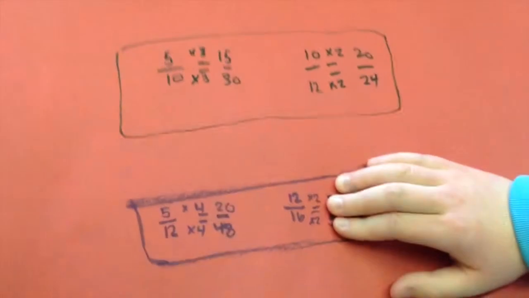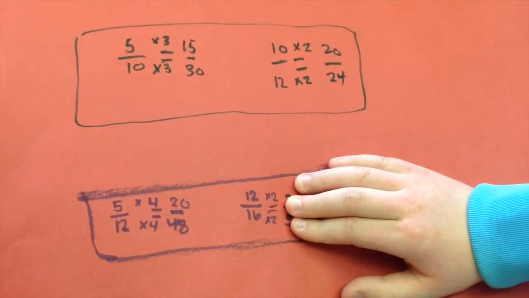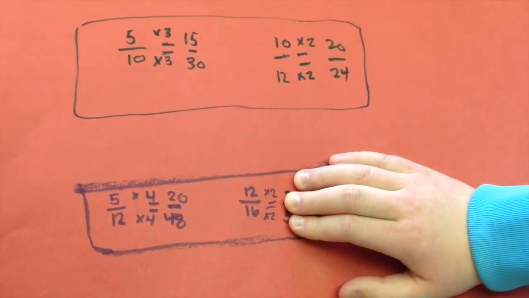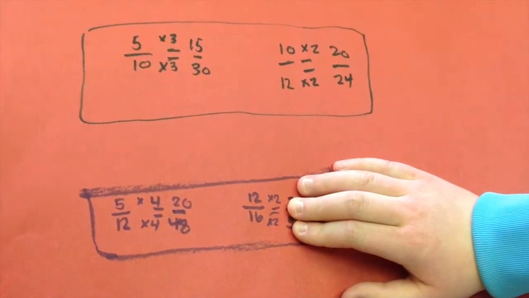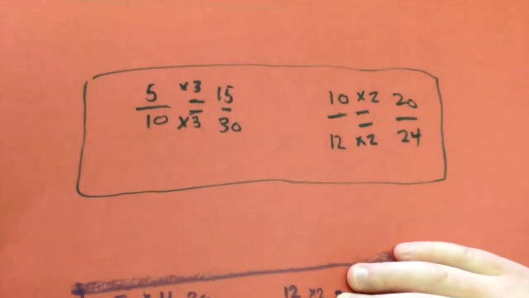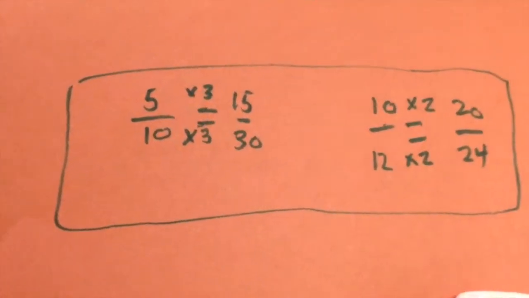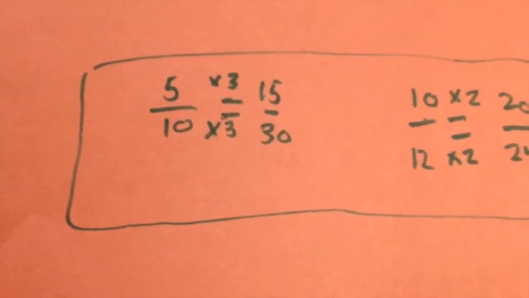5 tenths is equal to 15/30. This is how I got it. Because 5 times a number equals 15. We chose 3, so 5 times 3 equals 15, and 10 times 3 equals 30. And also, the numbers have to be the same.